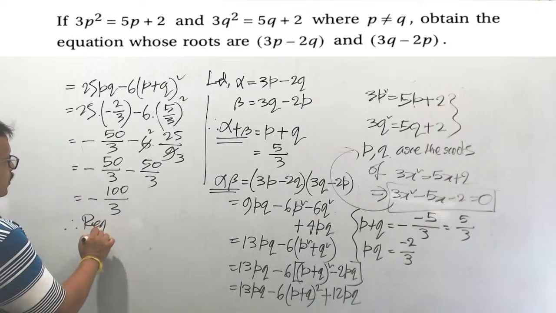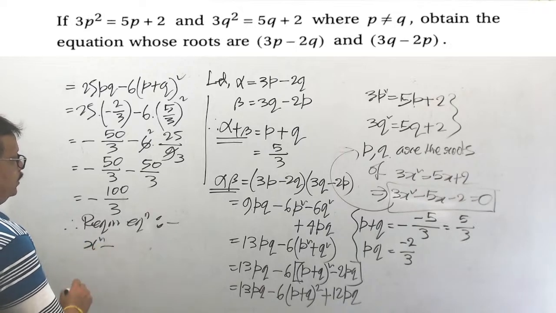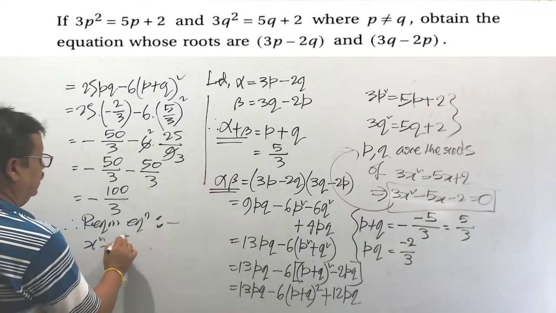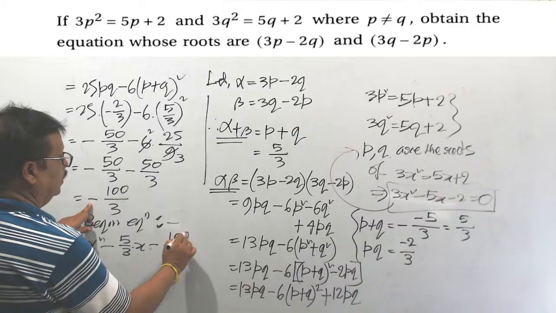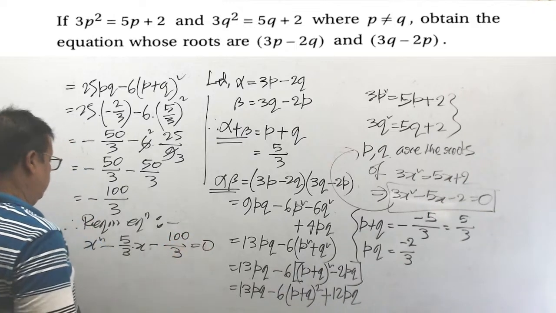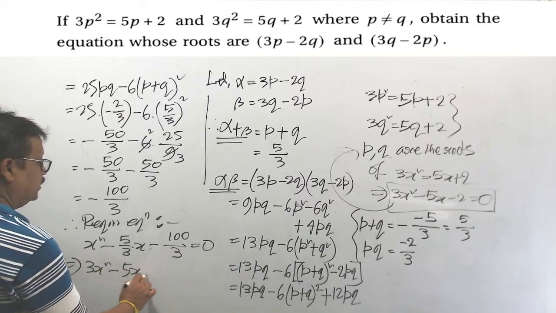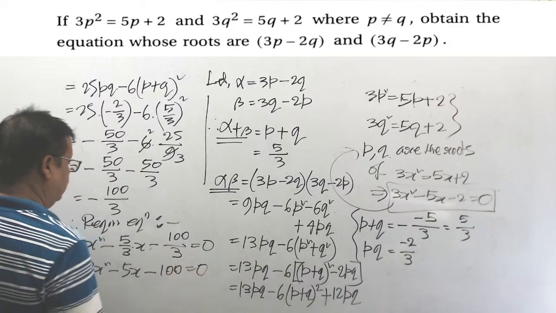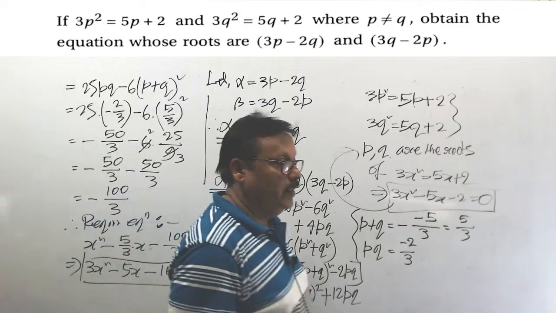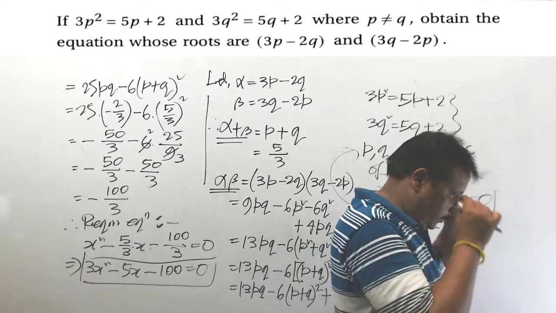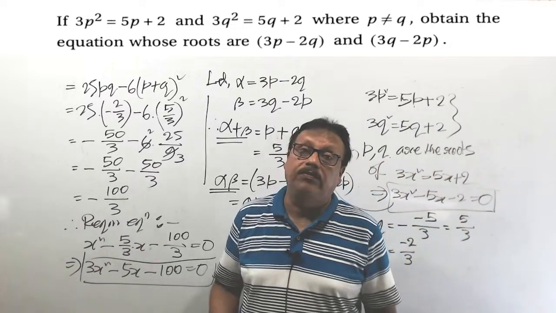Therefore the required quadratic equation is given by x square minus sum of the roots, that is 5 by 3, into x plus product of the roots, that is minus 100 by 3, is equal to 0. Multiply by 3, that is 3x square minus 5x minus 100 equal to 0. This is the required quadratic equation. This is the answer. So you have to do all these steps carefully, understood?